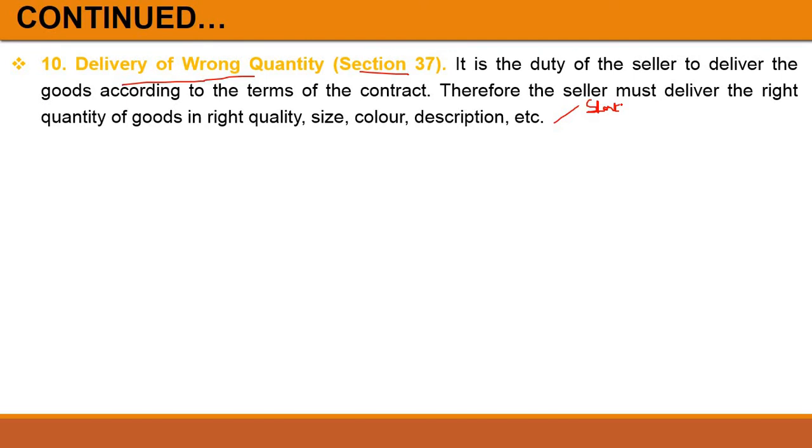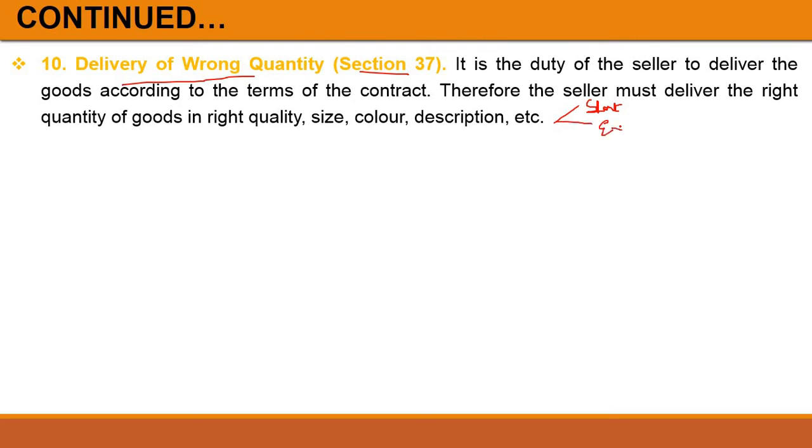It means whatever the quantity was asked, you are giving a lesser quantity related to that. So in case the lesser quantity is being given, the buyer has an option. He can reject the goods or he can accept also. All this depends upon the discretion of the buyer. So law has given the right to the buyer. Second comes when there is excess delivery.